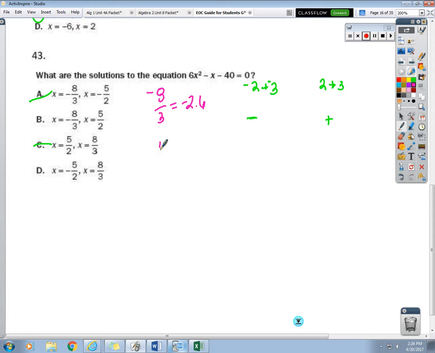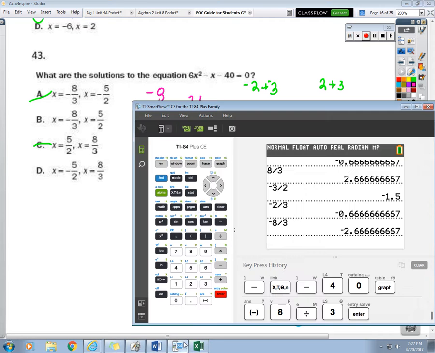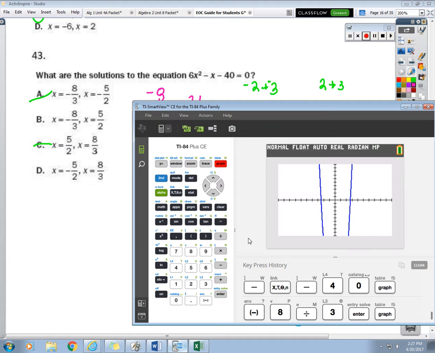Now we need to change 5/2 to a decimal. What is 5/2 as a decimal? 2.5. Now look back at the graph. Which one of them looks more to be at 2.5?